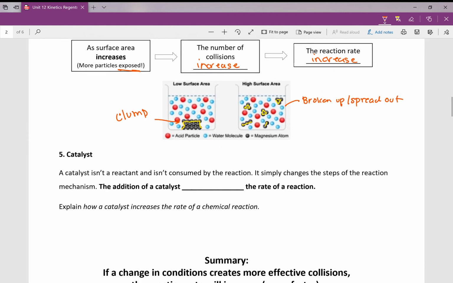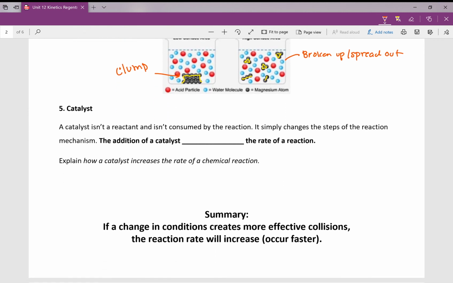Okay, and then our last one that we're going to talk about, the catalyst, and this is similar to the video you watched yesterday with the matchmaker. It's not an actual reactant. It's not consumed by the reaction. It simply changes the steps of the reaction. It's basically like creating a new pathway. So the addition of a catalyst is going to increase the rate of the reaction.